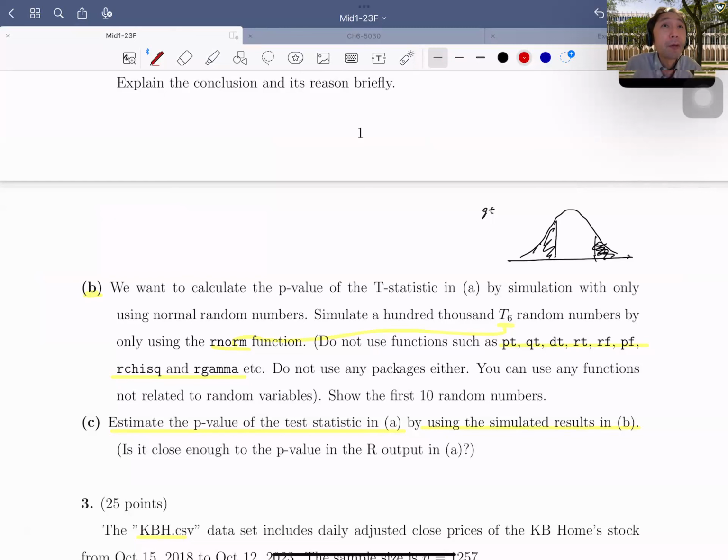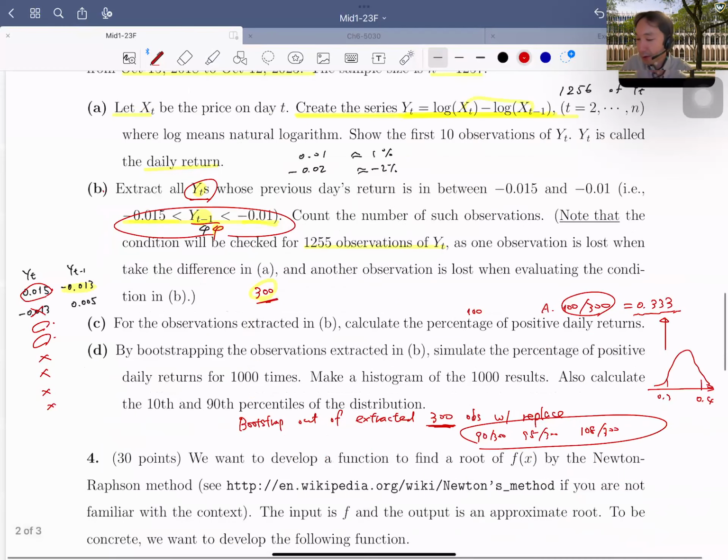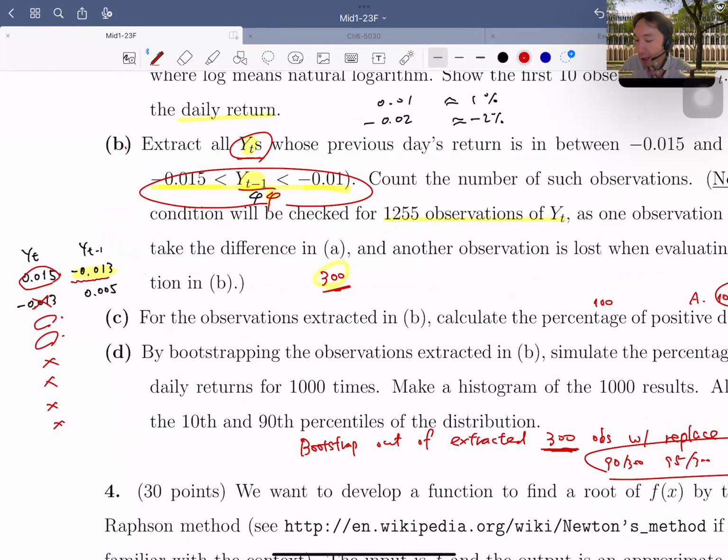In part C, another question I got from another student: how would there be any positive returns if part B only extracts negative returns? Yes, so in question 3, conditions are on YT minus 1, but we extract YTs. So like this, YT minus 1 is negative 0.013. So we extract YT, and YT can be positive. That is the meaning of this question.